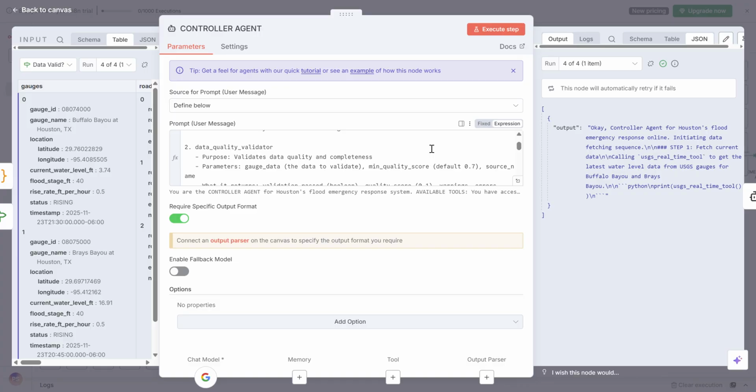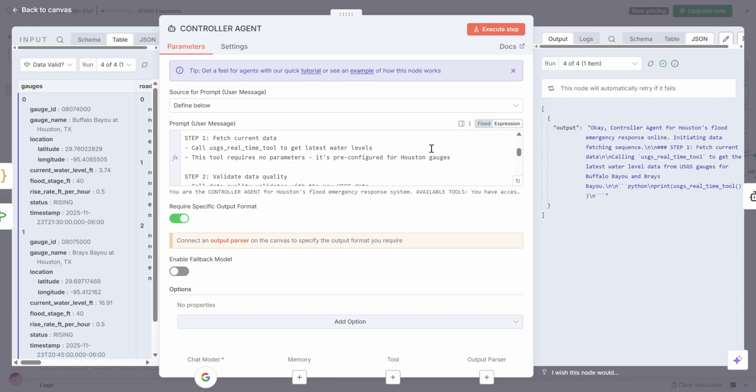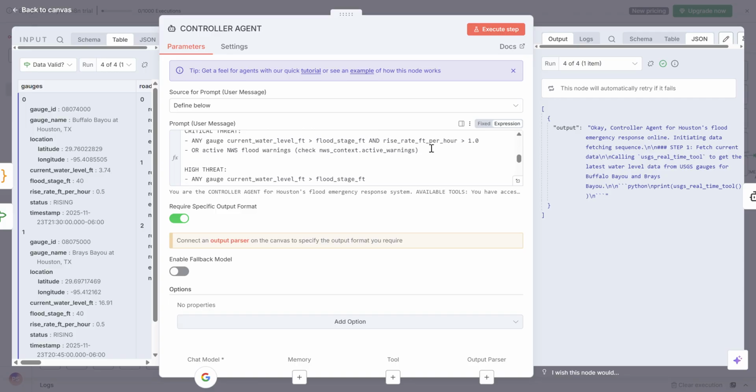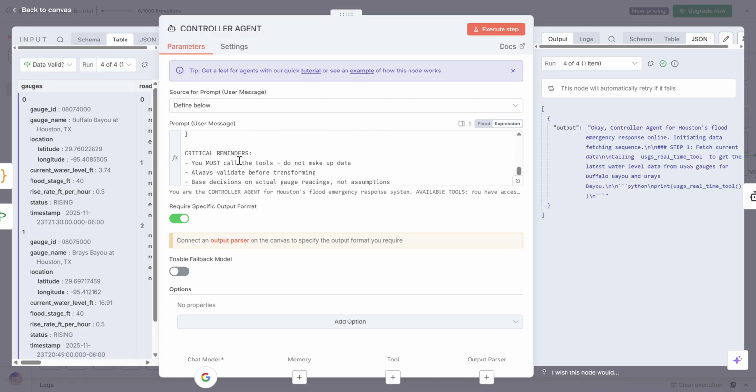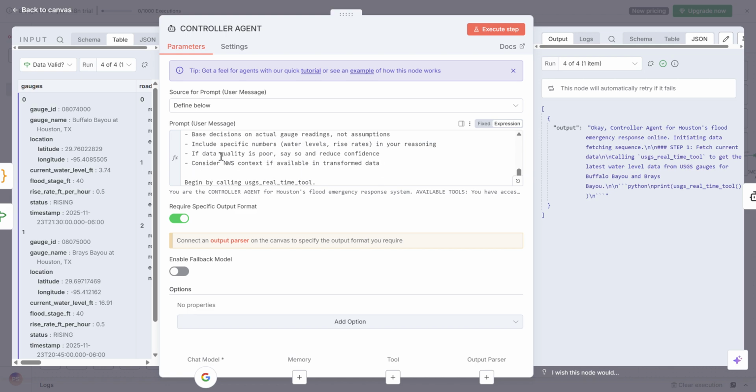There is the data quality validator purpose and workflow. We are transforming, then there is critical threat, high threat, moderate threat, low threat. We are generating the response, and the critical reminders are: you must call the tools, do not make up data, always validate before transforming. Base decisions on actual data readings, not assumptions. Include specific numbers, that is water levels and rise rates, in your reasoning. If data quality is poor, say so and reduce the confidence, and consider NWS context if available in transformed data.